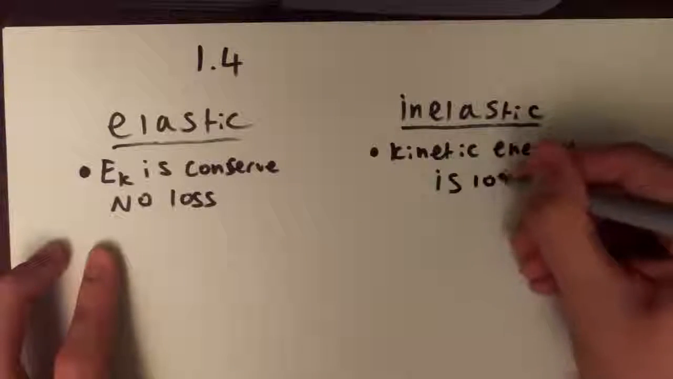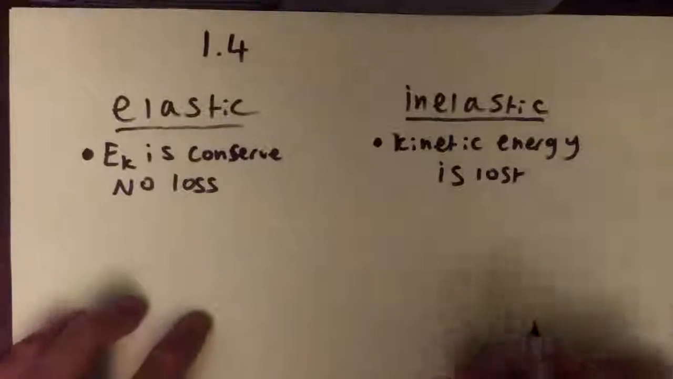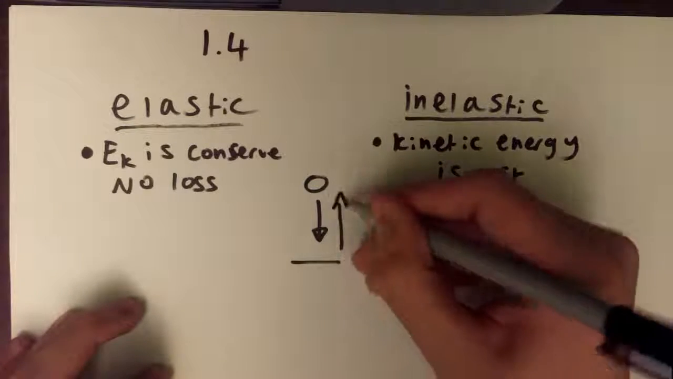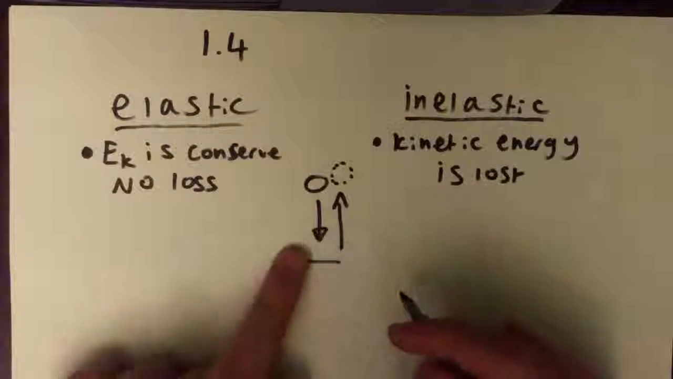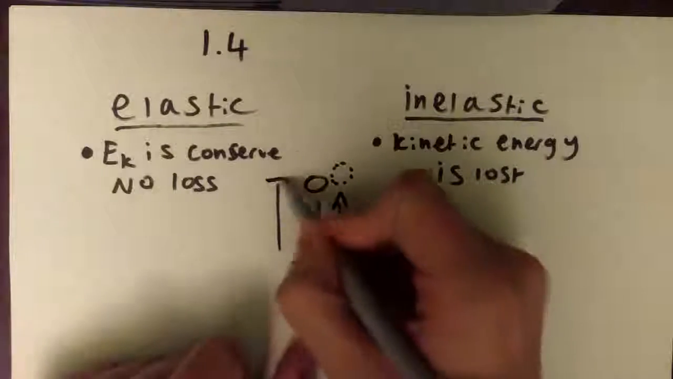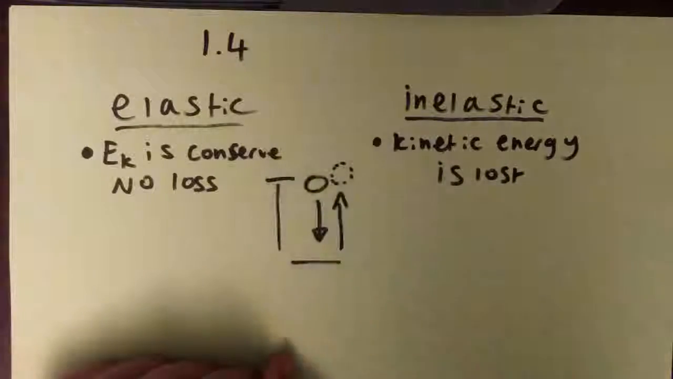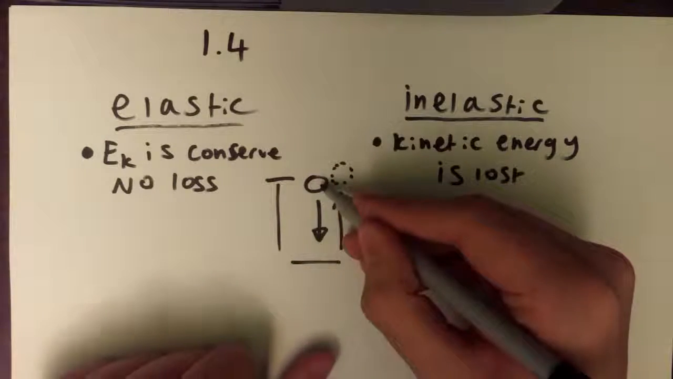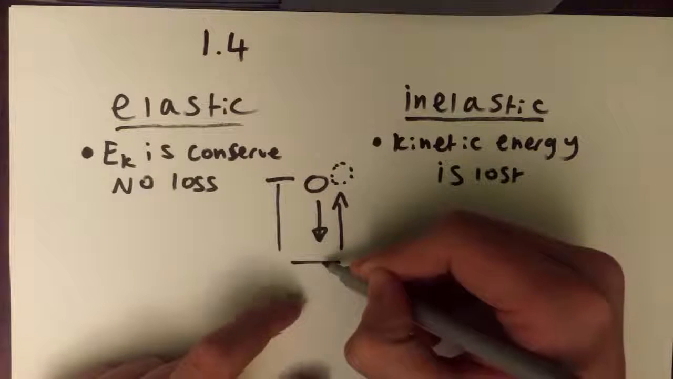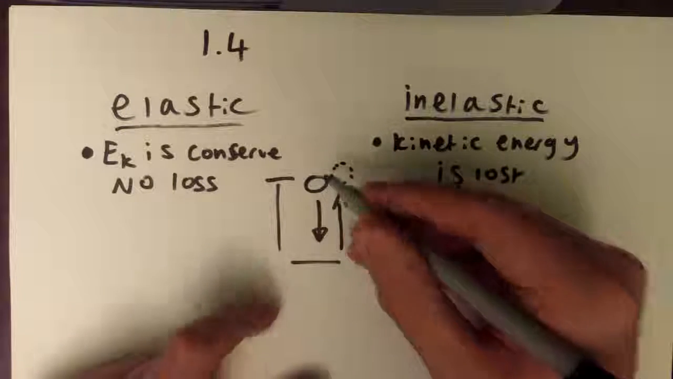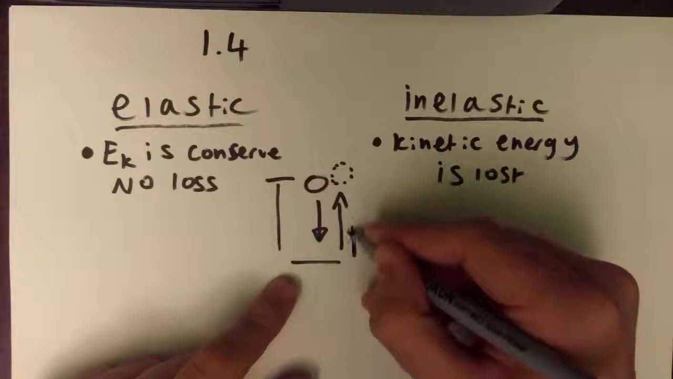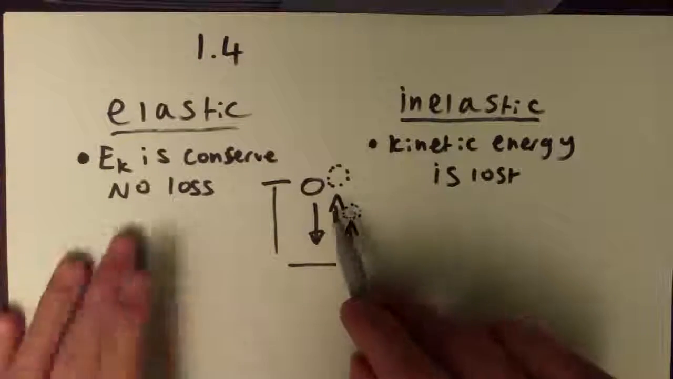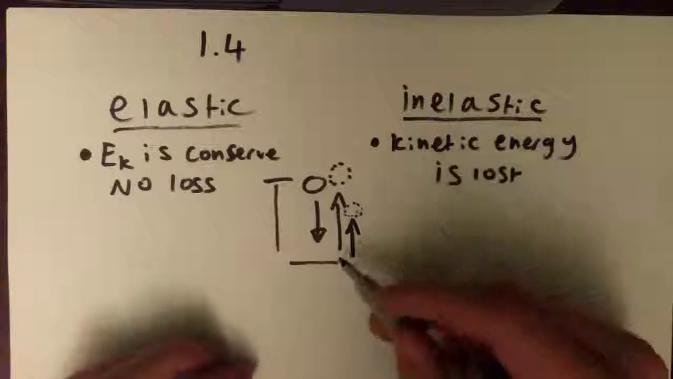In an inelastic collision, kinetic energy is lost. So if we thought about this as a ball hitting the floor and bouncing back up, if this ball bounced up to its original height, that means no kinetic energy has been lost. All of its energy has been converted from gravitational potential to kinetic, then from kinetic back to gravitational potential. However, if the ball rebounded and went to here, this would be inelastic because energy has been lost through friction, sound, heat.